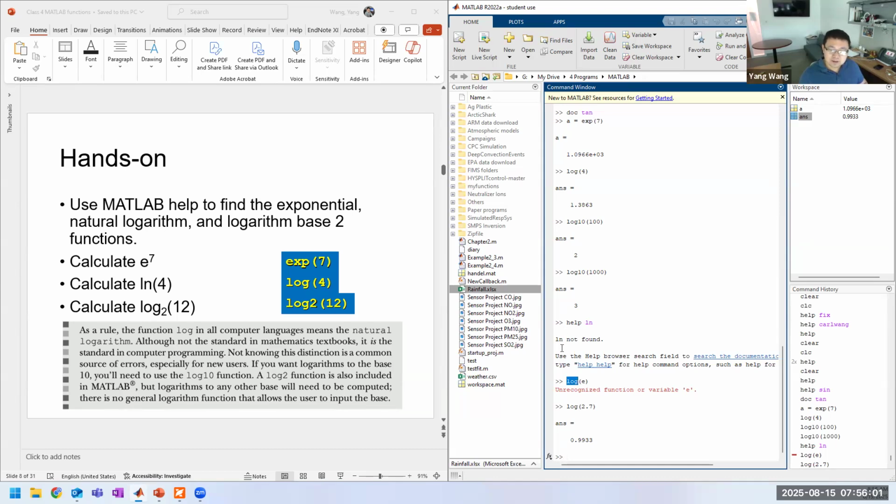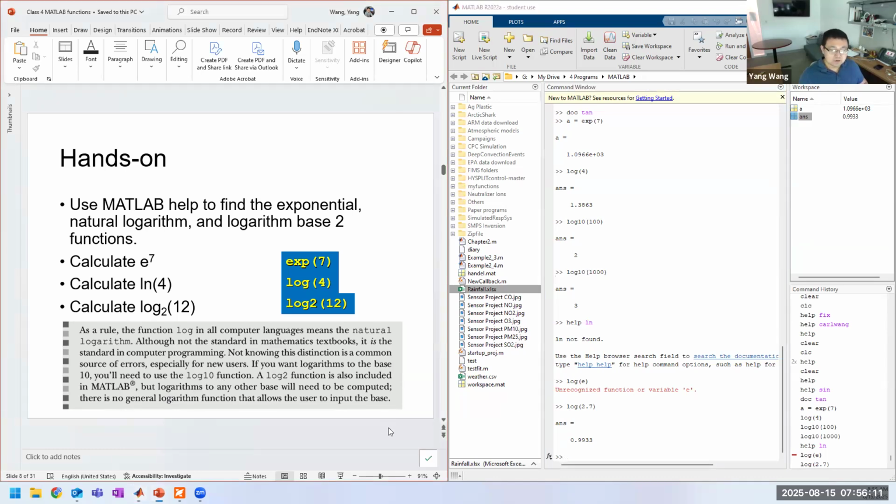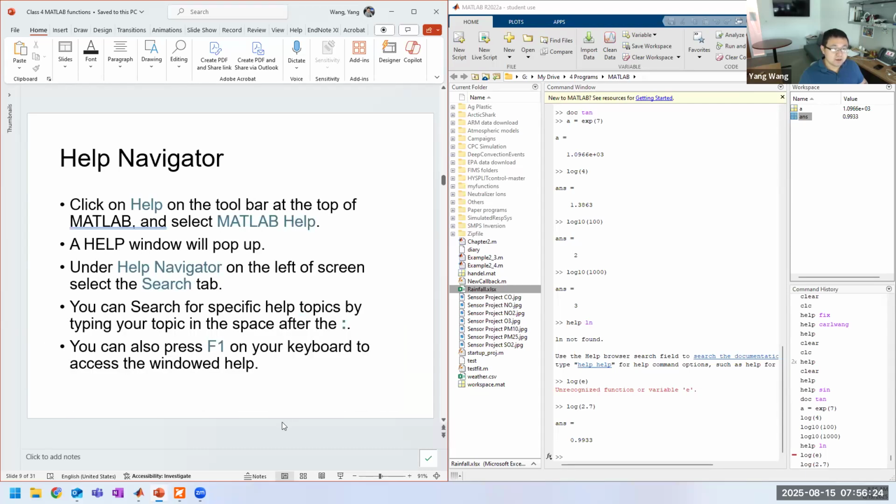But if you want to do log 10, just the regular log 10, you will actually use a log10 function, just like what I did over here. So this is, I would say, a major difference between our handwriting and the computational tool. I also have a short note over here: the log actually means the natural logarithm. You can also check the help navigator.